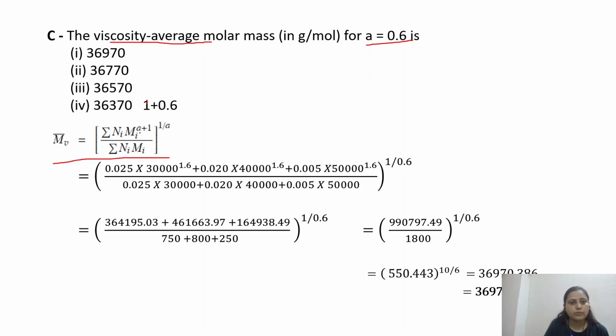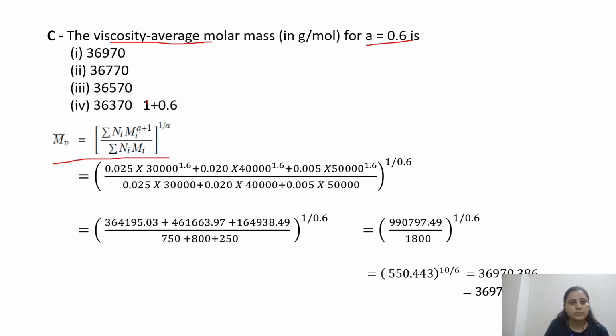And then 1 upon A means 0.6. So let's just put the values in the equation and then try to calculate the viscosity average molar mass. So Ni for chain X is 0.025, its moles, multiplied by its molecular weight, which is 30,000 to the power A plus 1, which we just calculated, it is this one, 1.6.